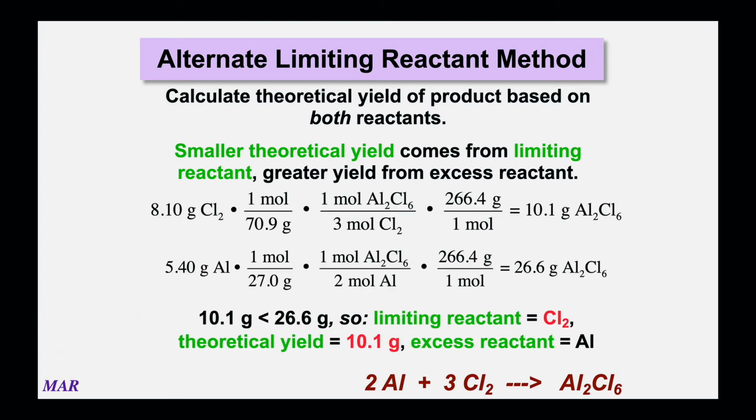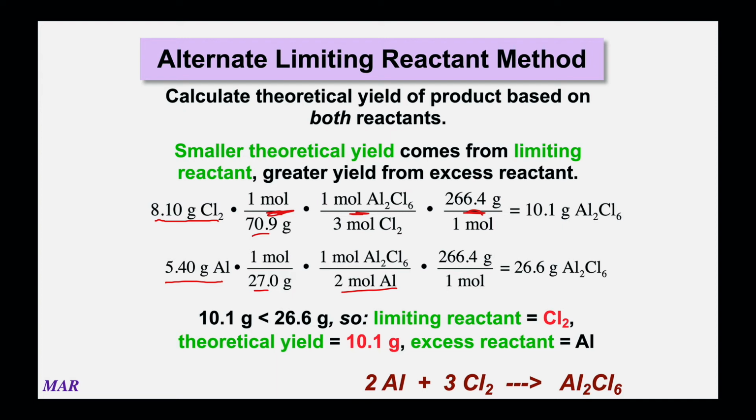So let's talk about it. In this problem, you started with 8.10 grams of chlorine and 5.40 grams of aluminum. Now, in both the top and the bottom examples here, we're just going grams to moles to moles to grams. And let's look at the difference here. The first part is going grams to moles for what you're starting with. So aluminum, 27 grams, chlorine, about 70.9 grams. The next part is the moles of what you're starting with to moles of product. So it's 2 to 1 for the lower one because it's 2 moles of aluminum for 1 mole Al2Cl6.